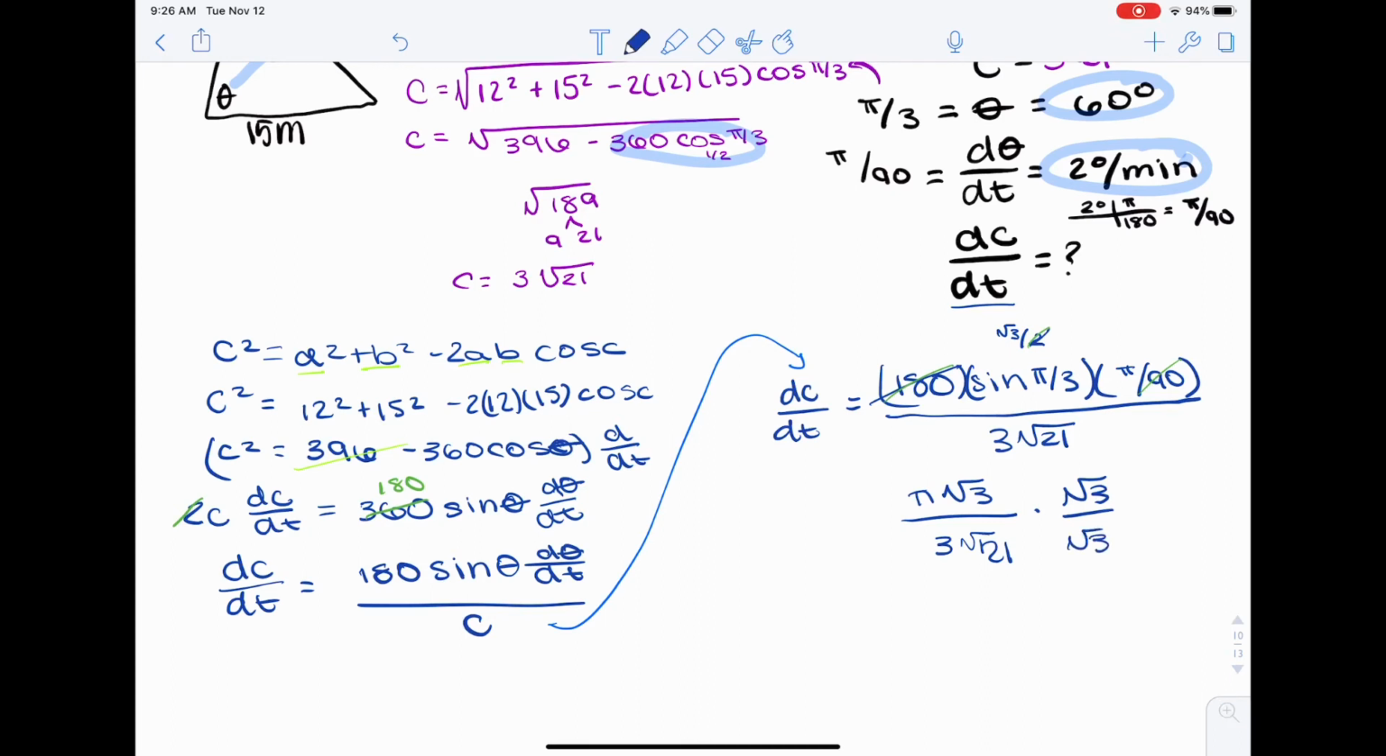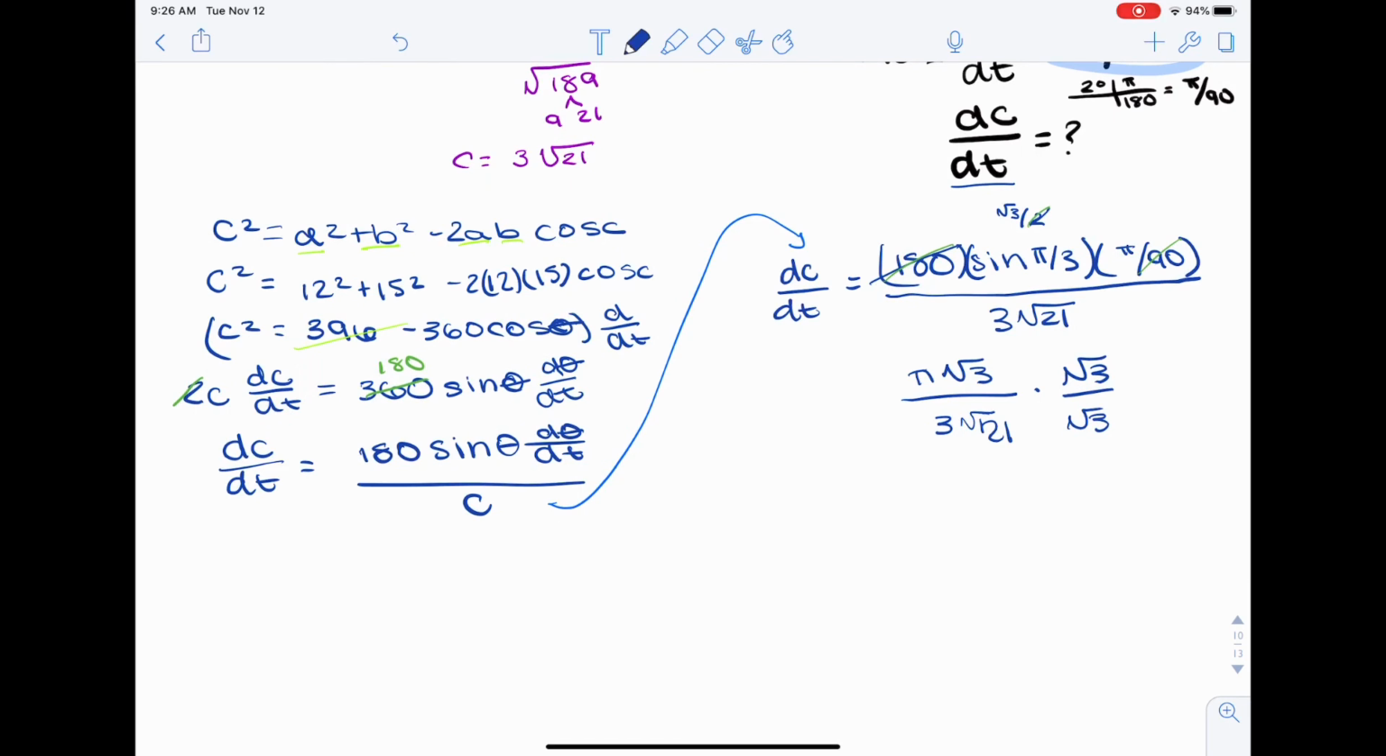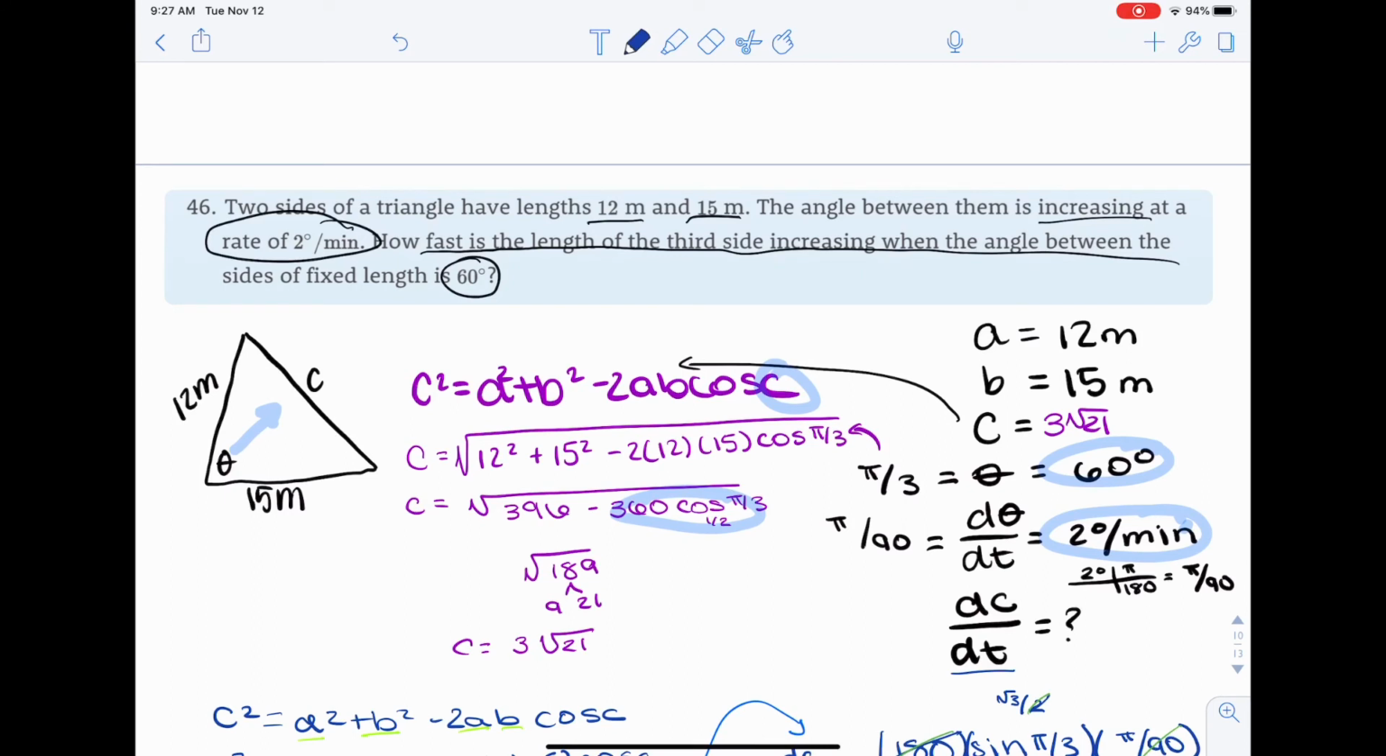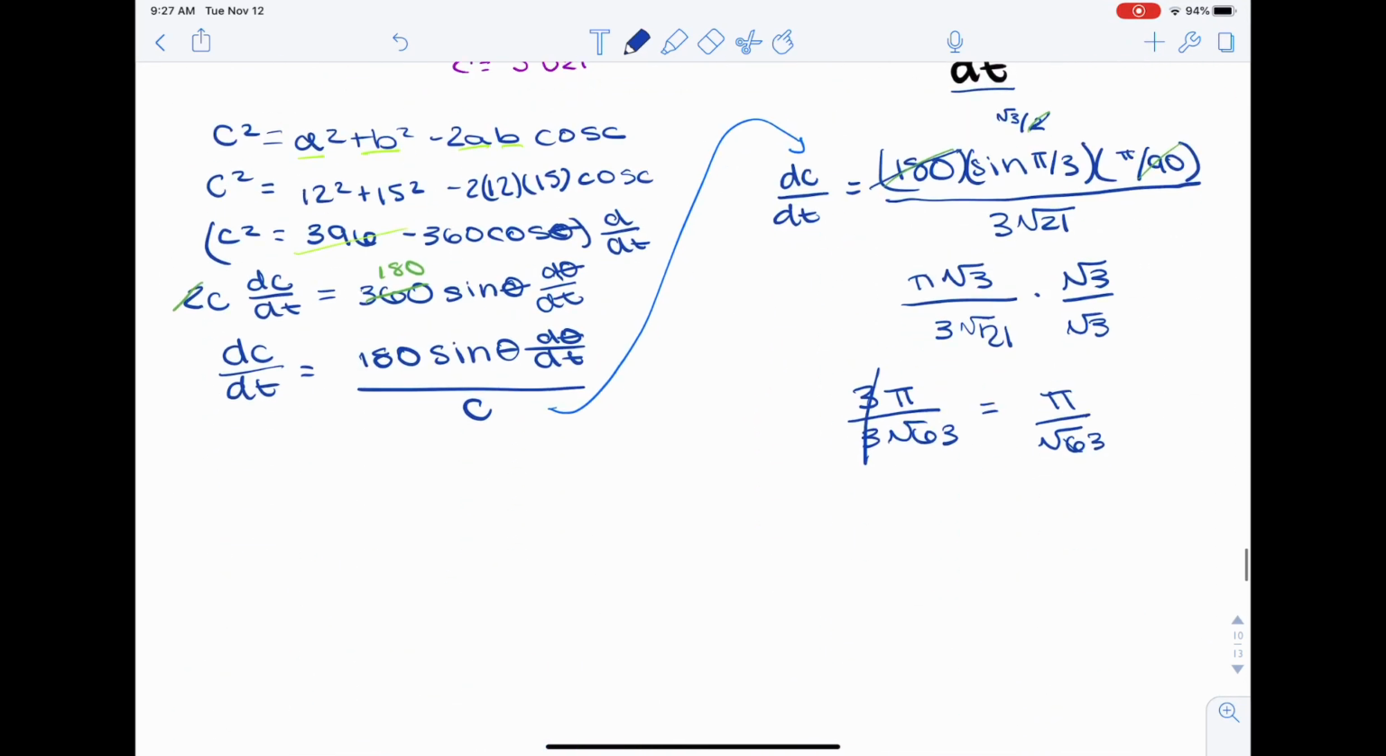So we're going to simplify it by multiplying by the square root of 3 over square root of 3. So that's going to give us 3 pi over 3 square root of 63. So these can be canceled out. So then our final answer is pi over square root of 63. And we need to attach a unit to this, and we know it's for this side c, and so it's going to be meters per minute.